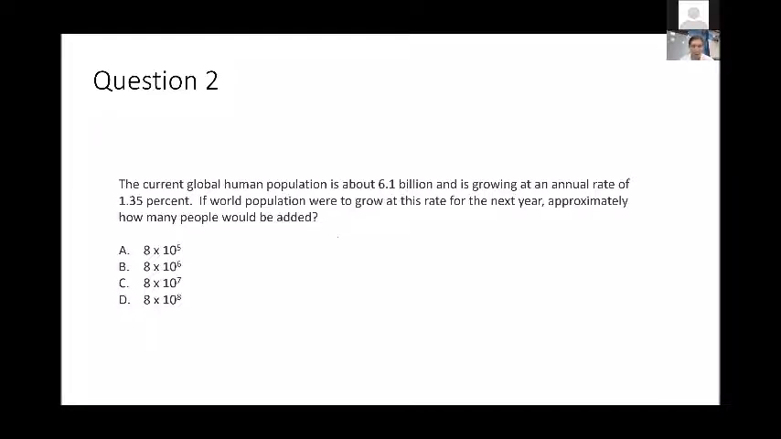So this is one of the math questions that we practiced earlier. We know we've got a human population of 6.1 billion. That's 6.1 times 10 to the 9 people. We also know that we have an annual growth rate of 1.5%. Now, this isn't a rule of 70 problem because we are just wanting to know how many people would be added the next year. And we are given the annual growth rate.